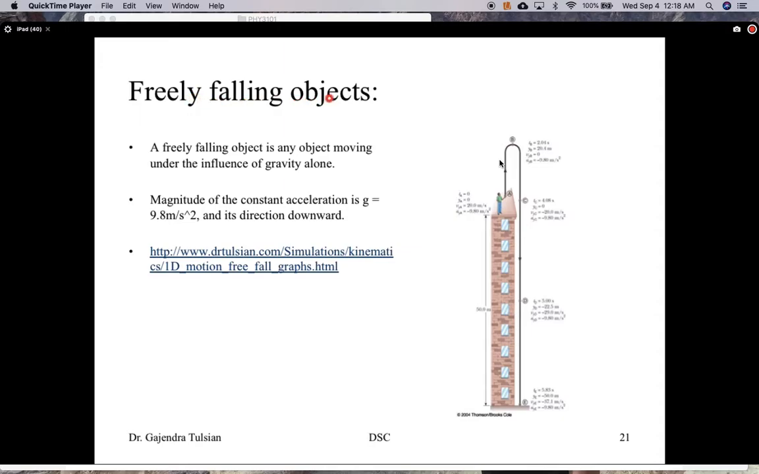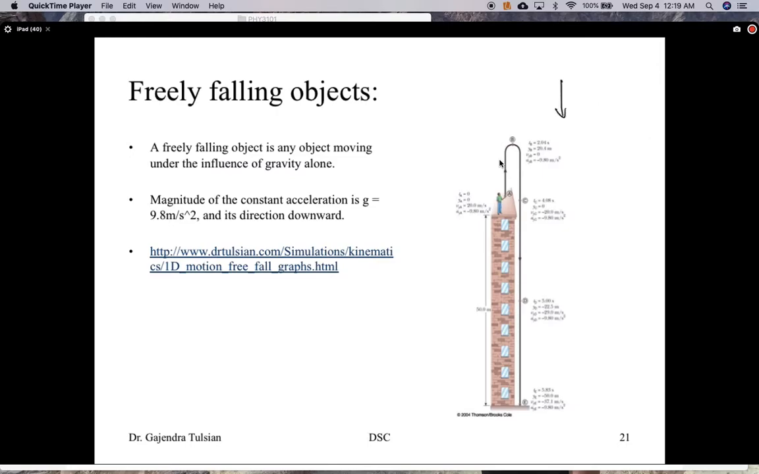One of the few motions that you encounter with constant acceleration is an object traveling under the influence of gravity. So if you toss a ball, neglecting air resistance, the only force acting on this ball as it's falling is gravity. The acceleration due to gravity always points downward, and we denote it by g, and the magnitude of the acceleration is 9.8 meters per second squared here on Earth.